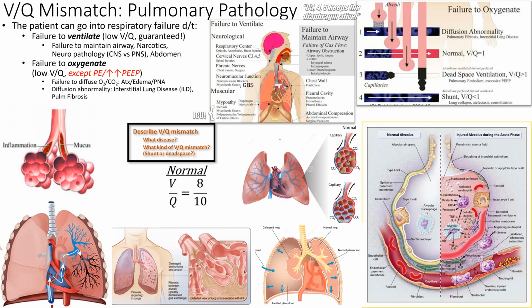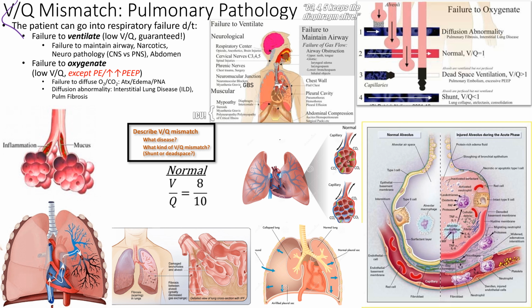So this guy here. So VQ mismatch, right? Our different mismatches, our different pathologies that can happen. We've been talking about them the whole way through. There's a little summary slide of all of our VQ mismatches, right? So it could be due to several different things. It could be due to a lung process. It could be due to a delivery process, right?